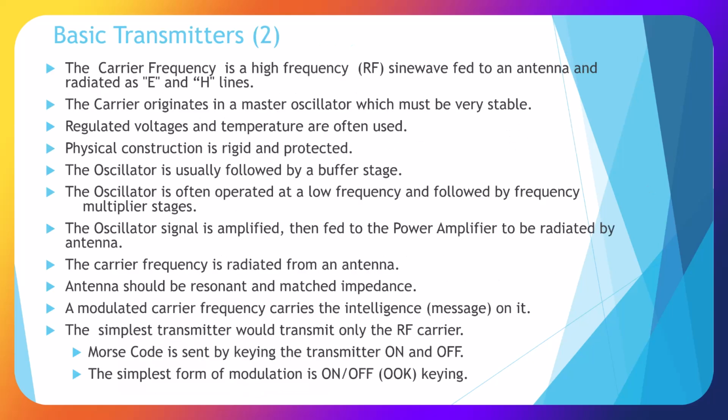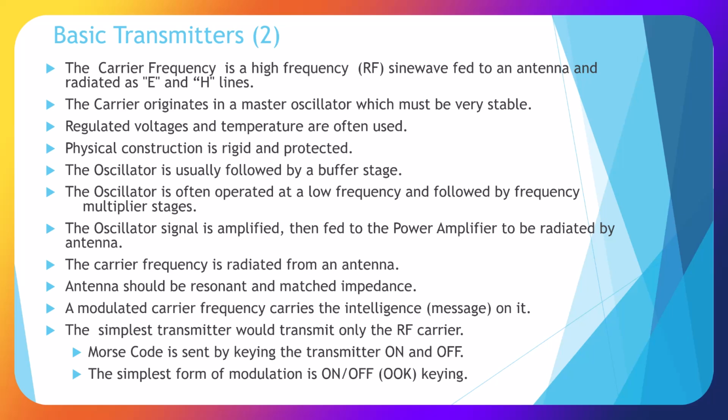Okay, basic transmitters. The carrier frequency is a high frequency RF sine wave fed to an antenna and radiated as E and H lines, which we'll cover later. The carrier originates in a master oscillator, which must be very stable. Regulated voltages and temperatures are often used. Physical construction is rigid and protected. The oscillator is usually followed by a buffer stage. The oscillator is often operated at low frequency and followed by frequency multiplier stages. The oscillator signal is amplified, then fed to a power amplifier to be radiated by the antenna.